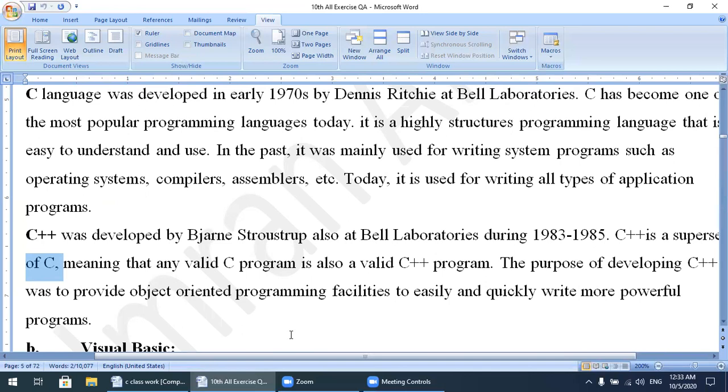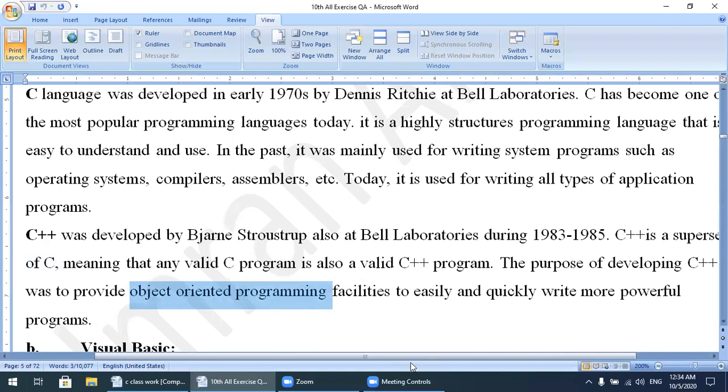So I say C++ is the superset of C. What is the meaning of superset? That any valid C program, meaning any program of the C language, is also a valid C++ program. The purpose of developing C++ was to provide object-oriented programming facilities. Watch over here, the words object-oriented programming are written.